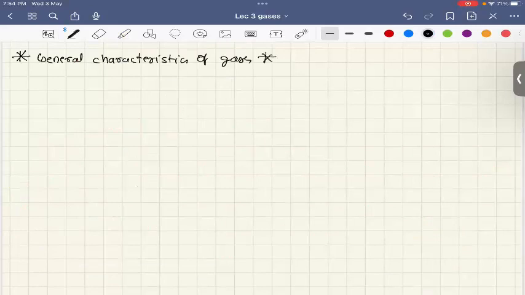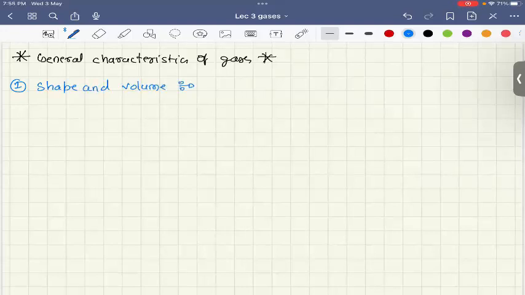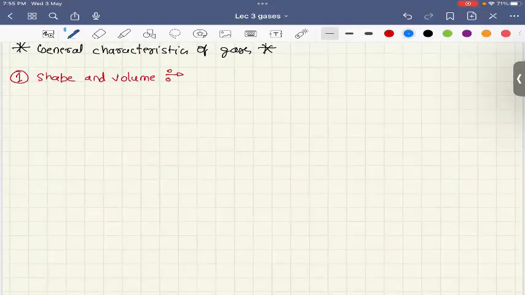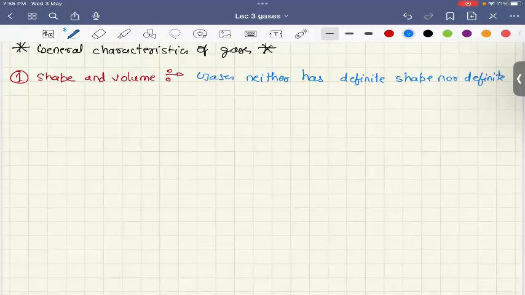Let us now understand the general characteristics of gases. The gaseous state is characterized by the following properties. First is shape and volume. Gases neither have a definite shape nor a definite volume, and they assume the volume and shape of the container.